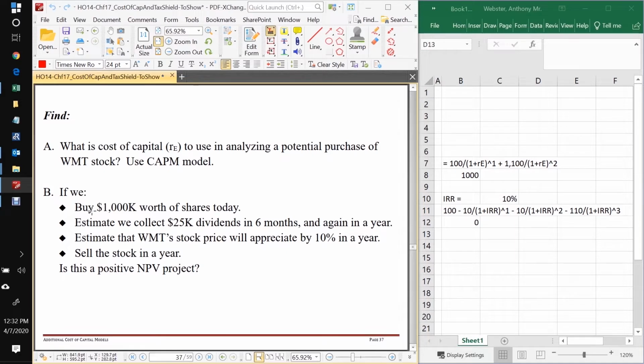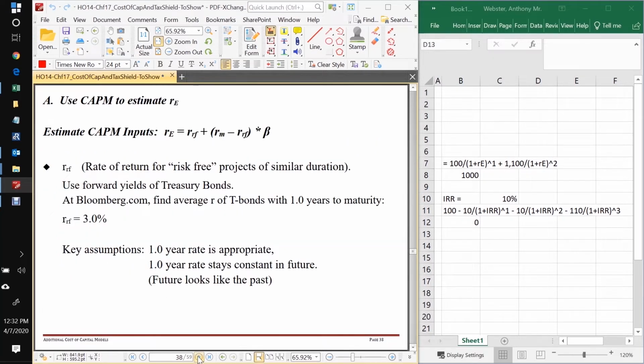And then secondly, let's find out, once we've got that in our pocket, what if we buy $1 million worth of shares today and we estimate we're going to get 25,000 in dividends in 6 months and again in a year, and we estimate that Walmart's stock price will appreciate by 10% over a year, and then we sell the stock, that fits our mission. Is this a positive NPV project for the hedge fund? So let's see if we can figure all of this out. So let's do A first.